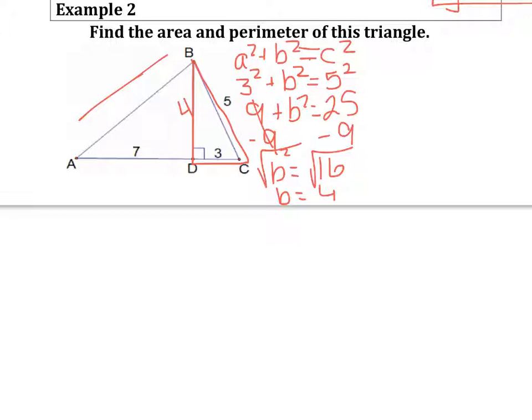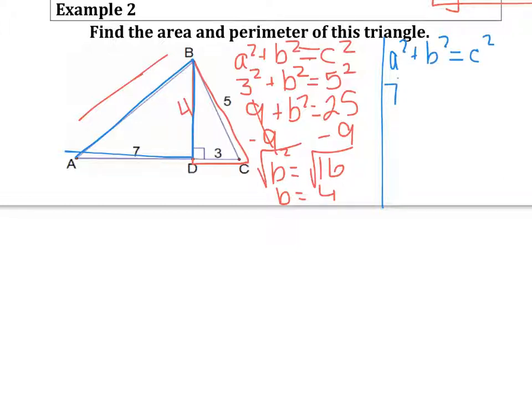So that's good. But now I also need to find that missing measure for AB in order to be able to find perimeter. So the next thing I'm going to do is use the 2 legs of this triangle, ABD, in order to solve for the hypotenuse. So again, using a squared plus b squared equals c squared, I should be able to do this.